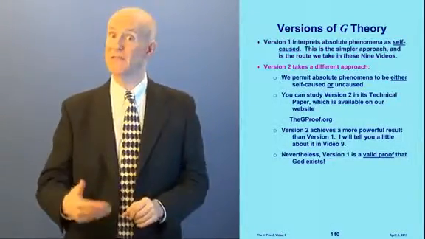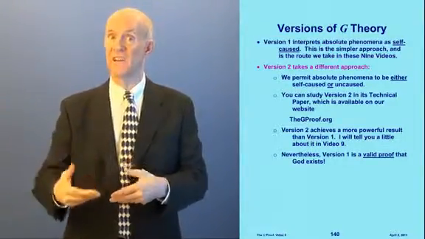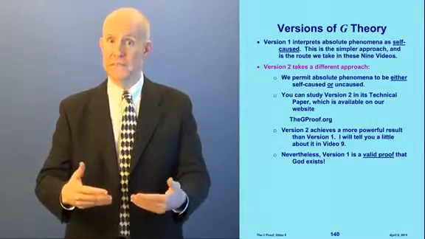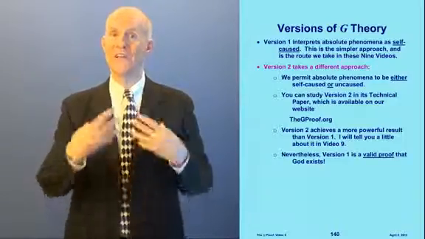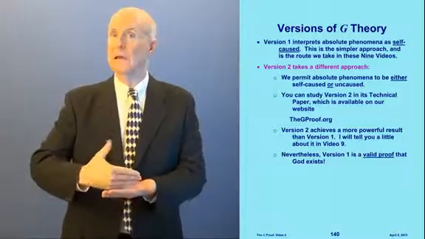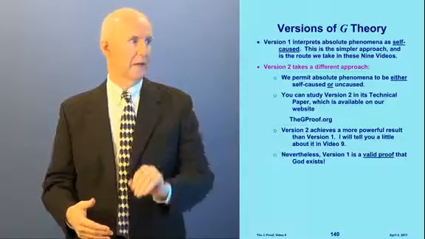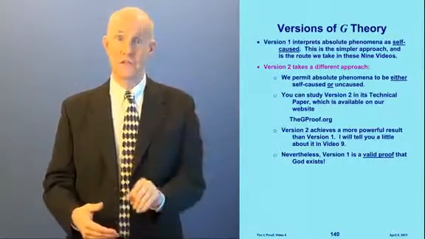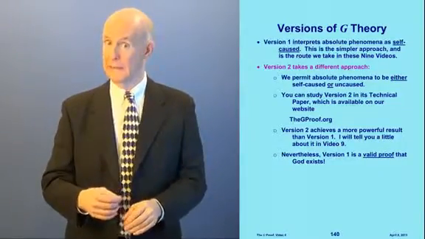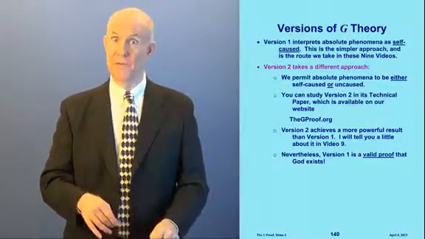Now, version 2 takes a different approach. As I said, it permits absolute phenomena to be either self-caused or uncaused. But version 2 is more advanced. And so after you've digested version 1 and understood it at sort of the first level of understanding God, then move to the next level of understanding God in version 2. You can read about that in the technical papers at thegproof.org. And that's a more sophisticated result. I'll talk about it a little bit in video 9. Nevertheless, version 1's proof here is a valid proof that God exists.